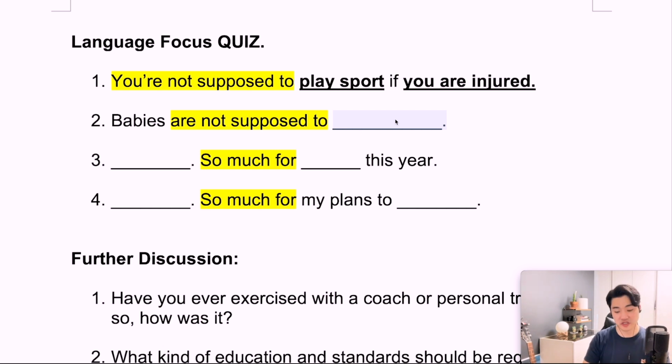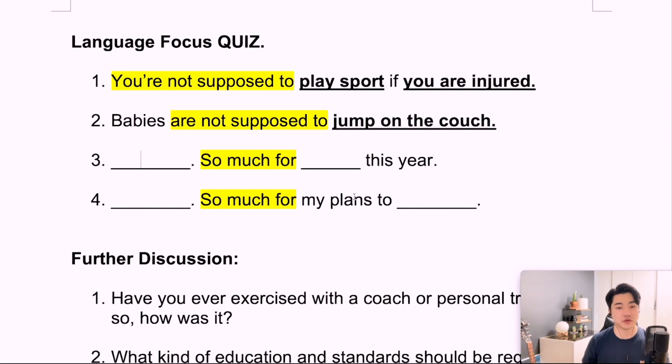Number 2. Babies are not supposed to jump on the couch. I don't know what they're not supposed to do. That's a hard one. Okay. Moving on to number 3.